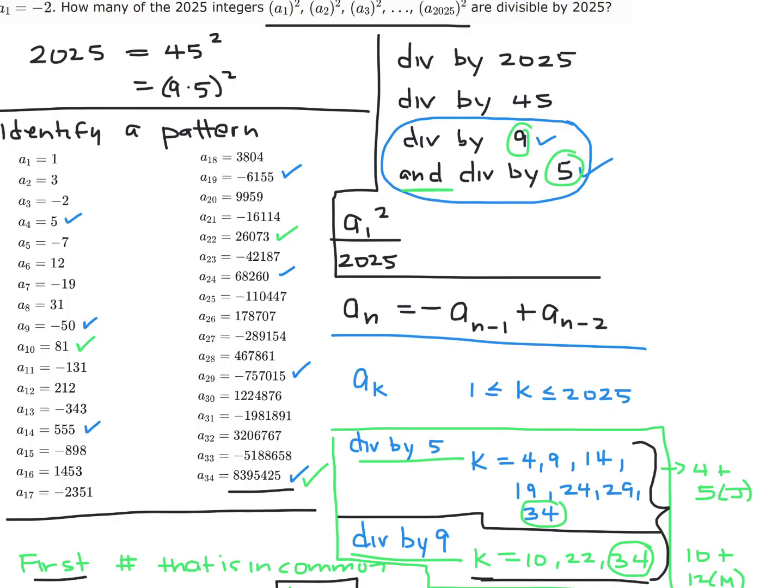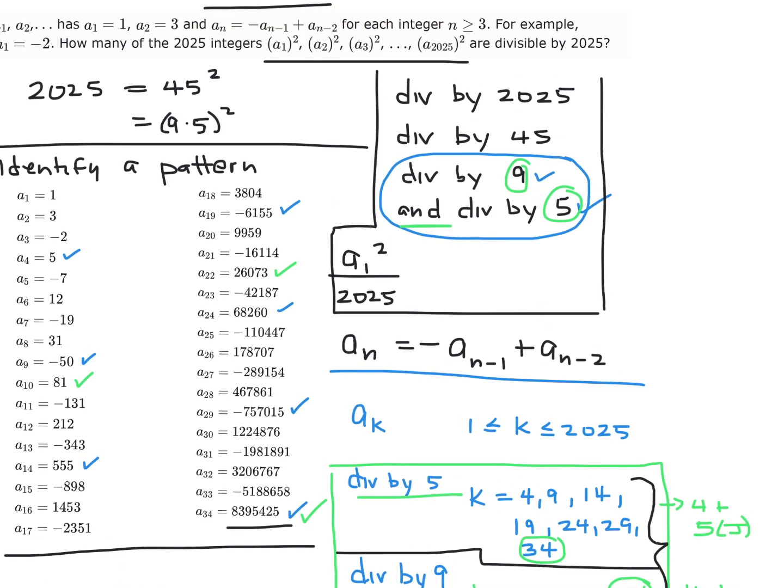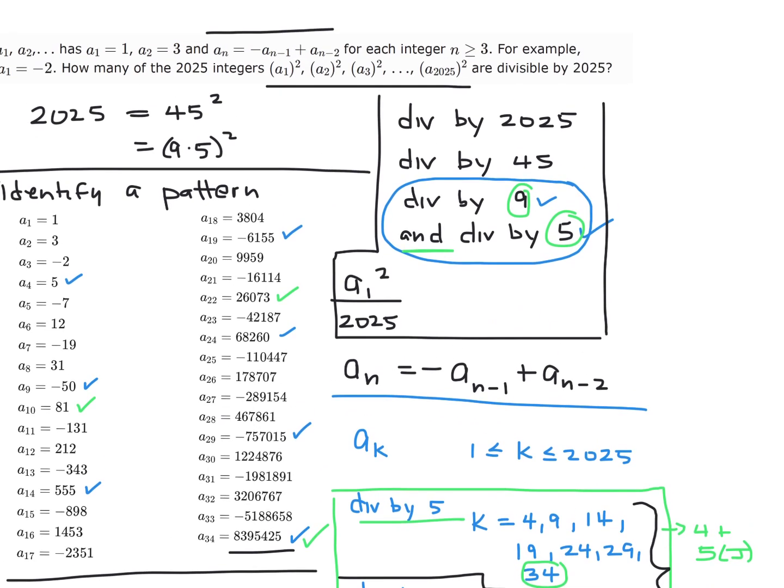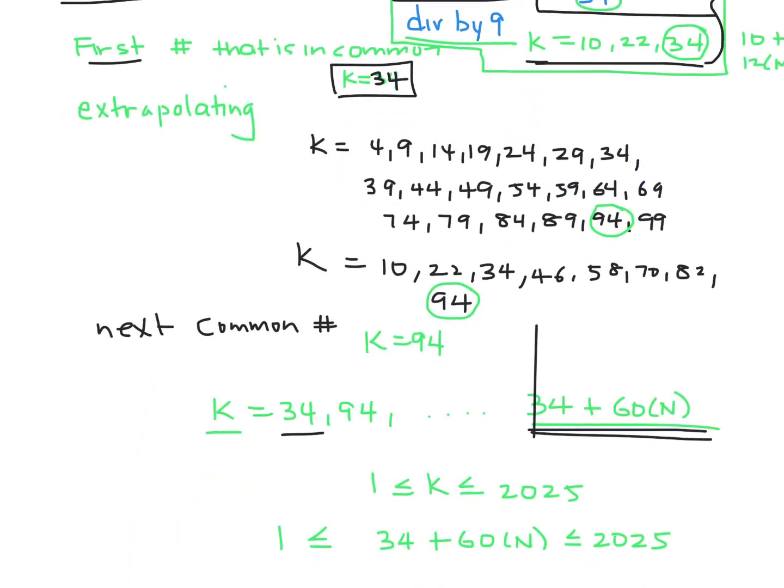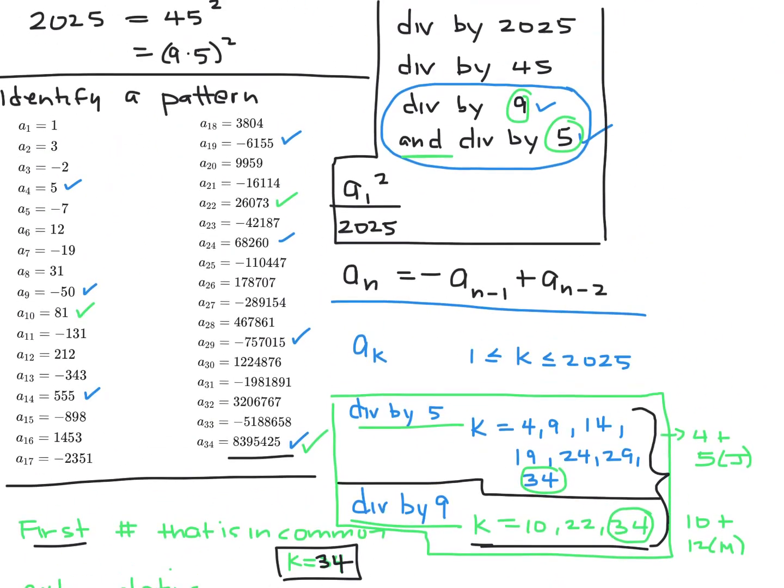Final point, I think I had touched on it briefly in the beginning. If a number is divisible by both 9 and 5, its square would most definitely be divisible by 9 and 5, right? So for example, just to prove it, what is the first number to be divisible by both? Let's say it was k equals 34, right? So k equals 34, that's this guy right here. So that's 8, 3, 9, 5, 4, 2, 5, right?